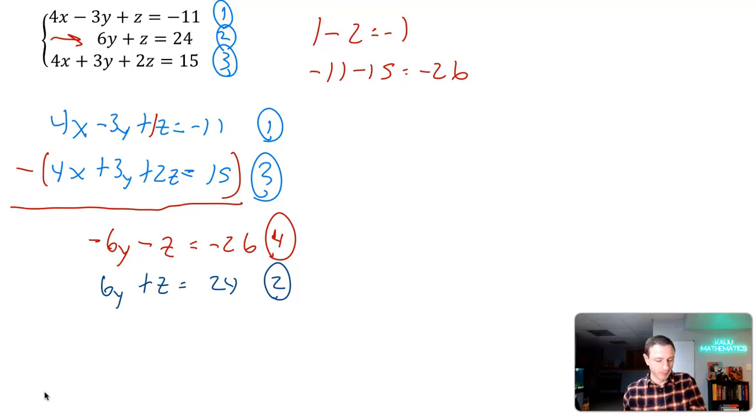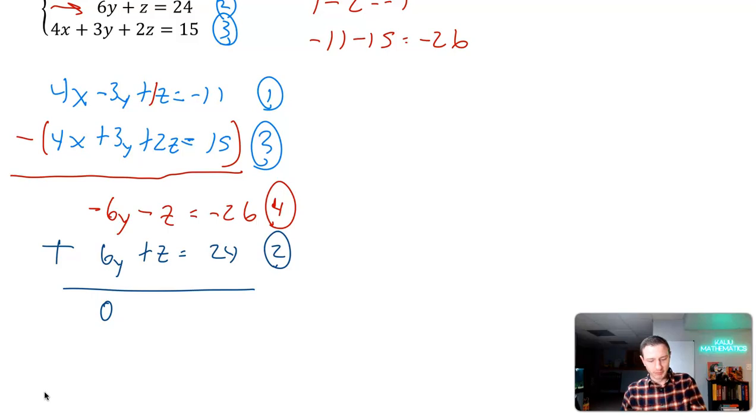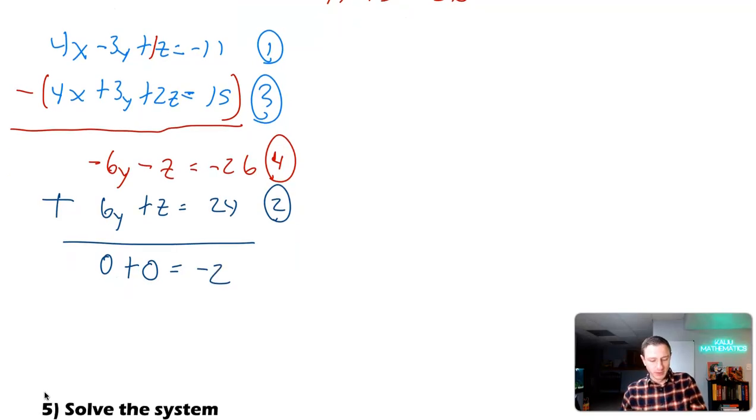I have the same -6 and 6 opposite coefficients, same thing with the z. So I'm going to add. -6 plus 6 is 0. -1 plus 1 is 0. -26 plus 24 is -2. So I get 0 equals -2. That's a false statement. 0 does not equal -2, so in this case, we get no solution. No solution there, because we get a false statement.